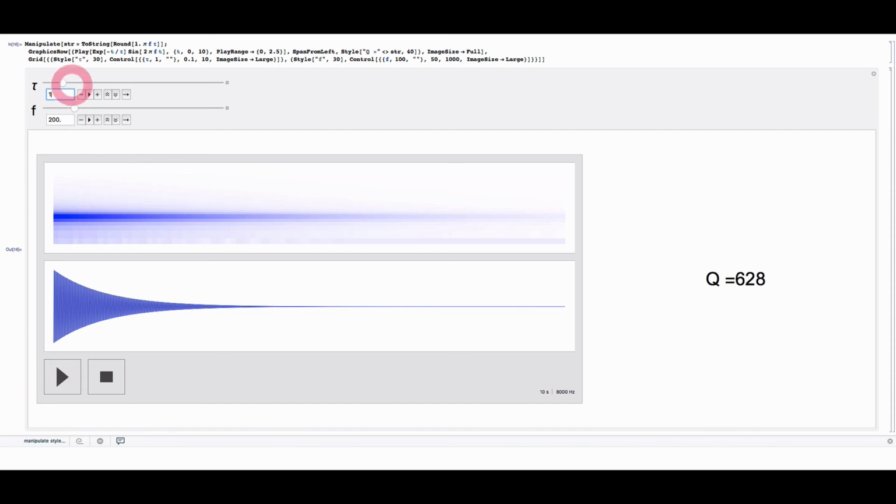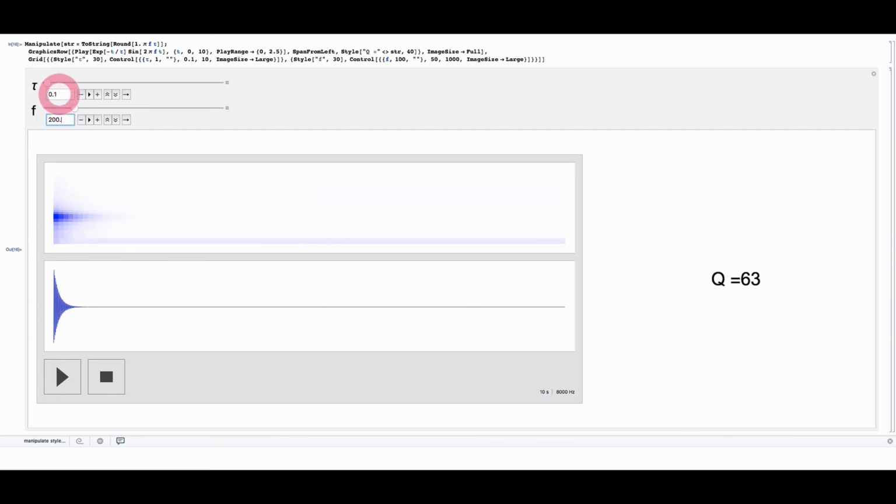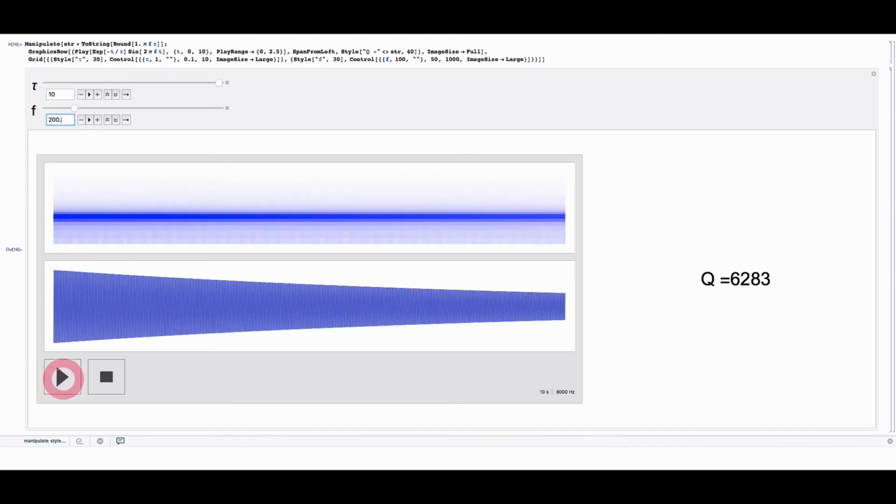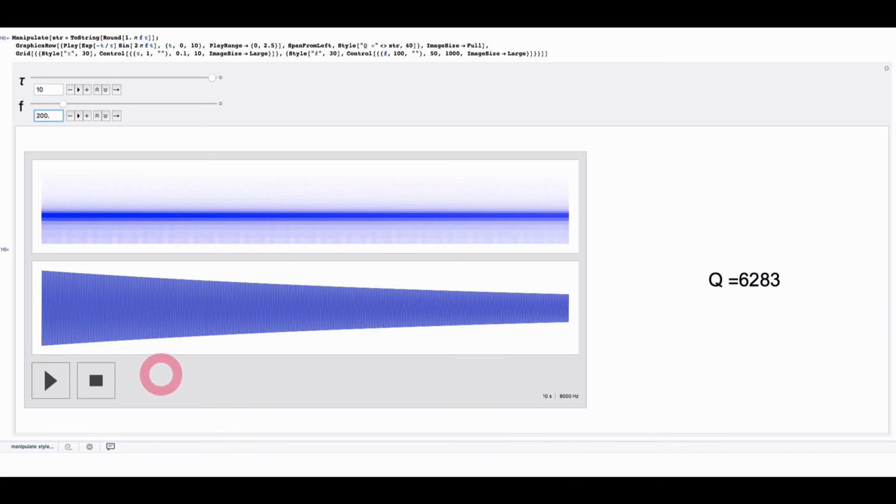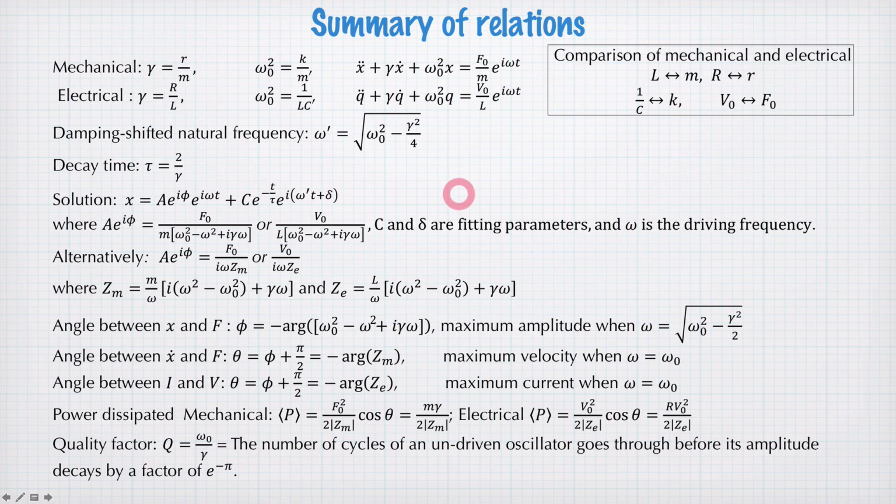Sounds like that. For a fast decay, so 0.1 of a second, it's a quality factor of about 60. Very long decay, then we can barely hear the audio signal die out. The quality factor in this case is around 6,000.